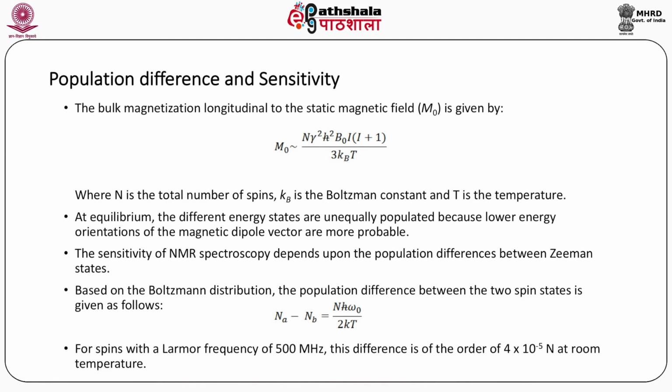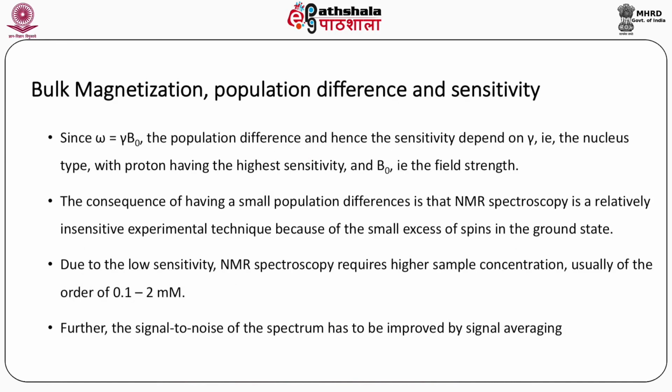For spins with a Larmor frequency of 500 megahertz, this difference is of the order of 4 into 10 raised to the power minus 5 N at room temperature. Since omega is equal to gamma B0, the population difference and hence the sensitivity depend on gamma, that is the nucleus type, with proton having the highest sensitivity, and also on B0, that is the field strength. The consequence of having a small population difference is that NMR spectroscopy is a relatively insensitive experimental technique because of the small excess of spins in the ground state. Due to the low sensitivity, NMR spectroscopy requires higher sample concentrations, usually of the order of 0.1 to 2 millimolar. Further, the signal to noise of the spectrum has to be improved by signal averaging.